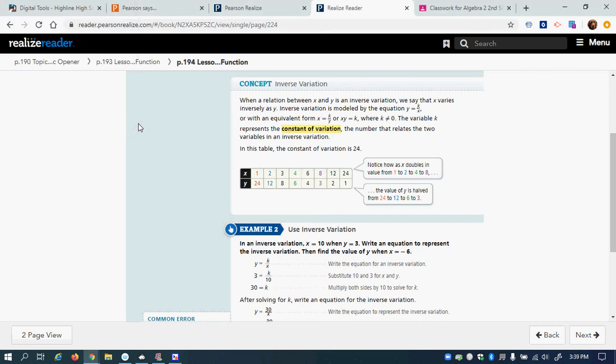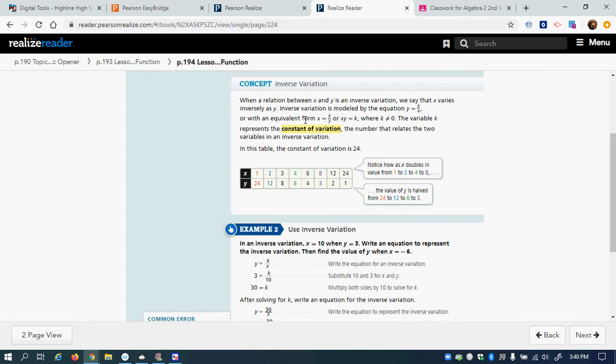So this is section 4.1 again, but this time we're talking more about inverse variation concepts such as the constant of variation. It says here in this paragraph that when a relation between x and y is an inverse variation, we say that x varies inversely as y. So inverse variation is modeled by the equation y equals k over x.